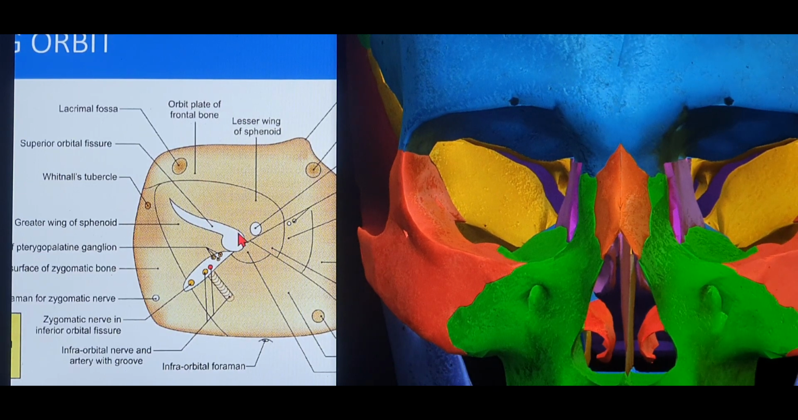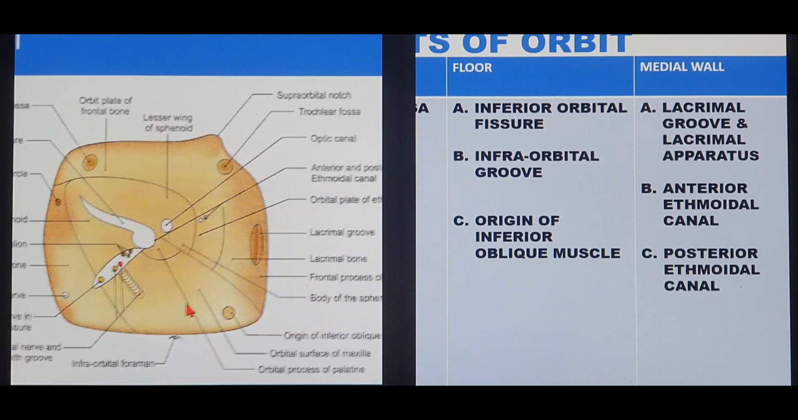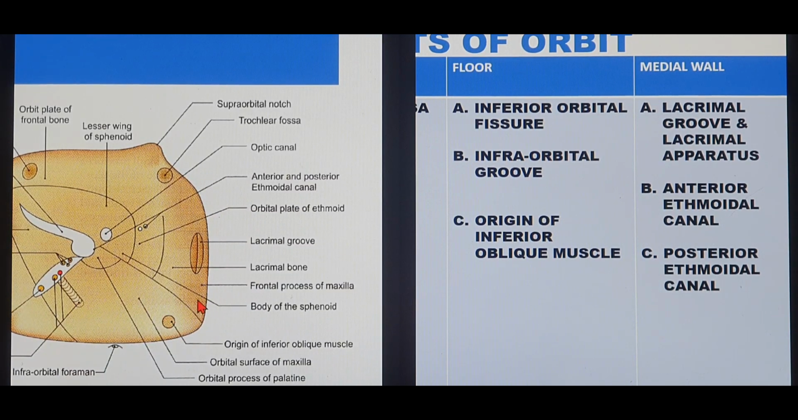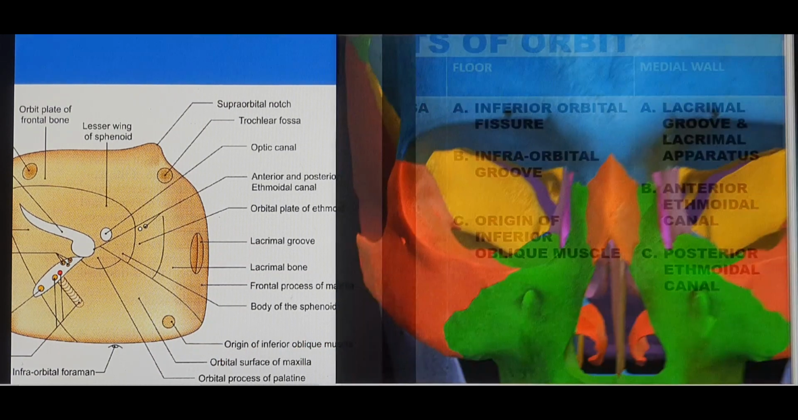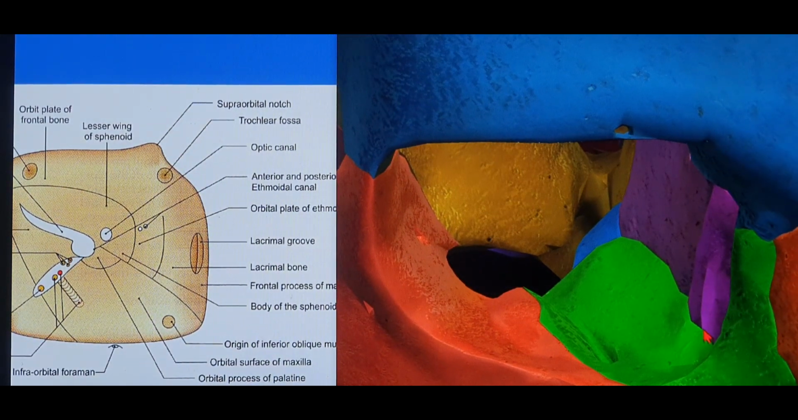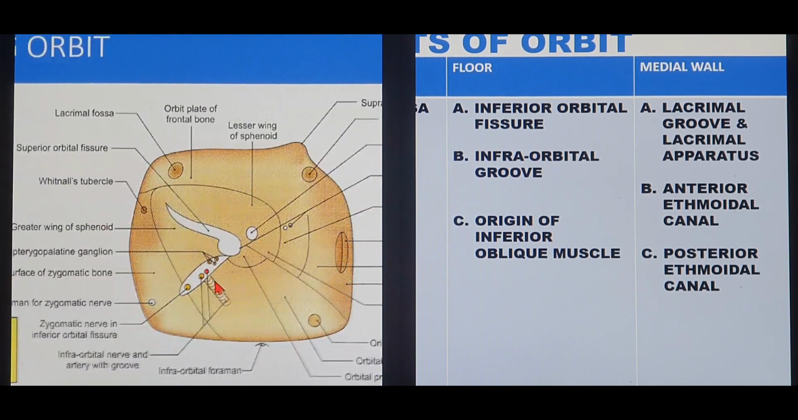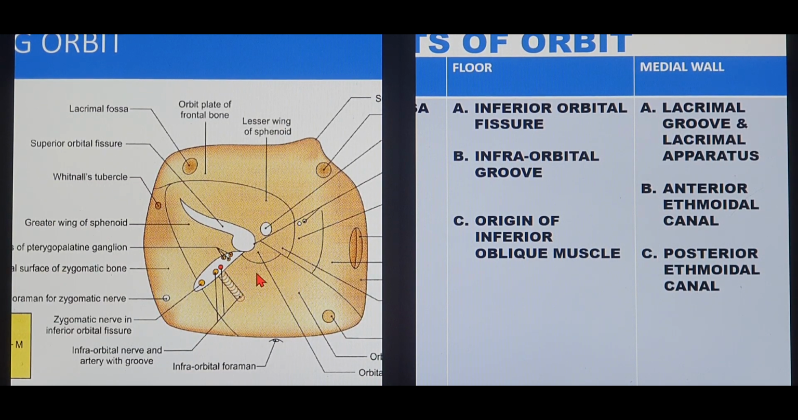So next we move on to the second point, which was the origin of the inferior oblique muscle. As you can see over here, in this depression medially and inferiorly, you can see the origin of the inferior oblique muscle. On the 3D model, you can see a depression somewhere around here, far off from the groove. In this region, you can see the origin of the inferior oblique muscle. So you've got to be really careful about that. So that was the floor, and that was about the roof and the floor.